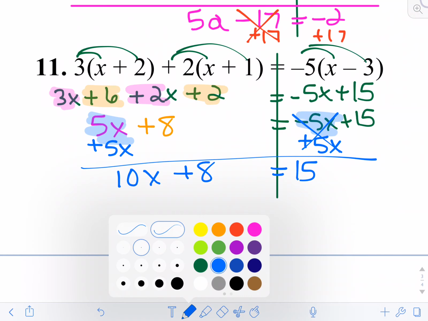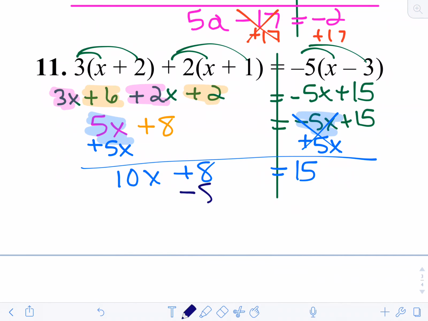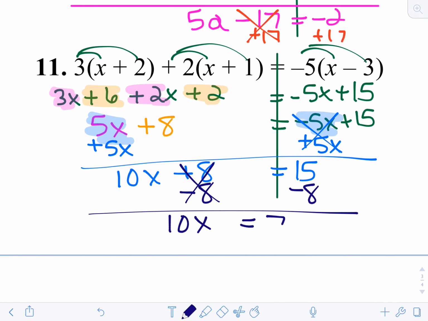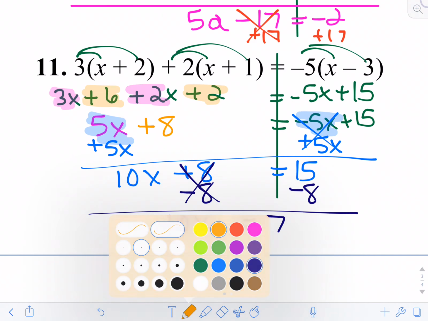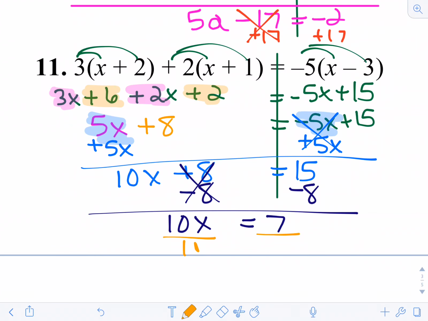Okay, and then what I want to do is subtract 8 from both sides. So that crosses out. So I have 10x is equal to 15 minus 8 is 7. Divide both sides by 10. Those cross out, so x is equal to 7 over 10.